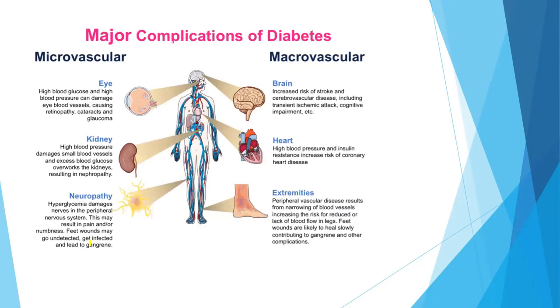So in the microvascular complications, remember microvascular, as I've told you in the beginning of the lecture, you need to know which is microvascular and which is macrovascular. So microvascular is eye, kidney, and nerves, the neuropathy, and macrovascular is in the brain, heart, and extremities. So 3 and 3. Okay, make a mnemonic, do anything you want, but do not forget this.